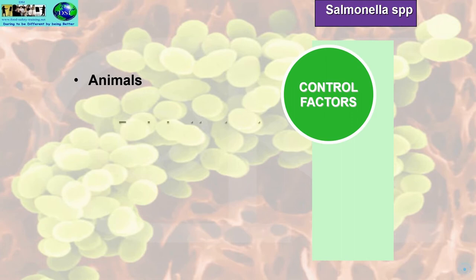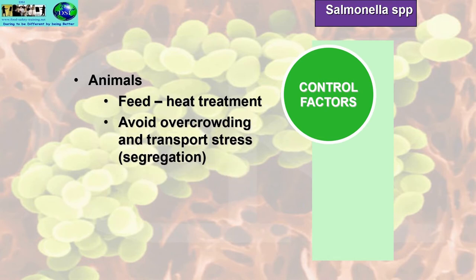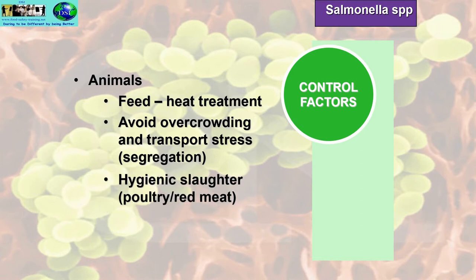Control factors. Make sure that animals' feed is heat treated, is sterilized. Avoid overcrowding and transport stress. Give good segregation between animals. Hygienic slaughter of poultry and red meat.